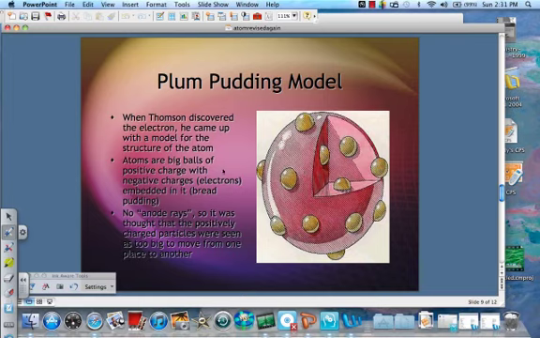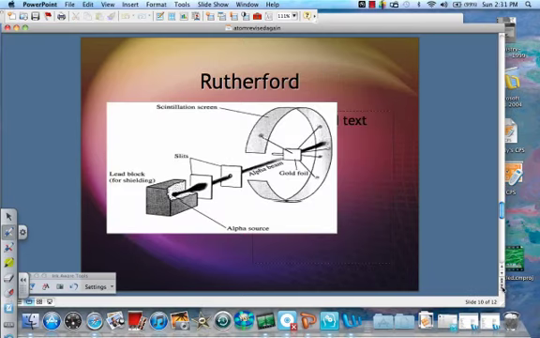So inside of your atom, you have these little negatively charged particles right here. And then everything else is the positively charged particles. So that's what he came up with after he discovered the electron. So now we're going to talk about Rutherford's experiment. So Rutherford did the gold foil experiment.